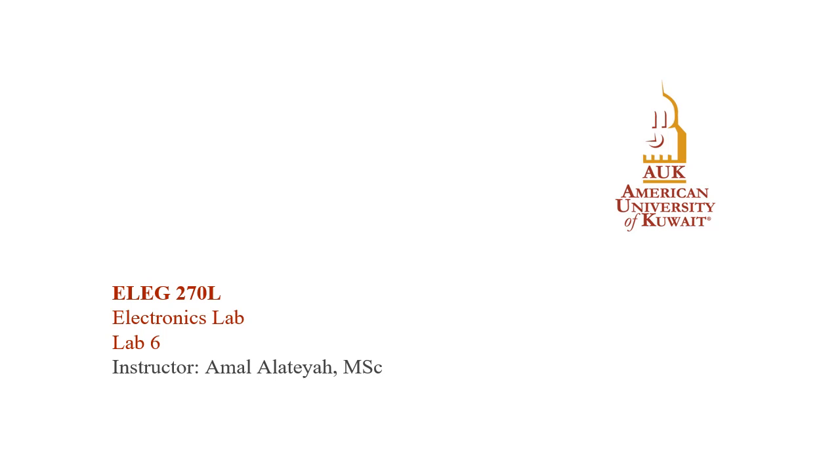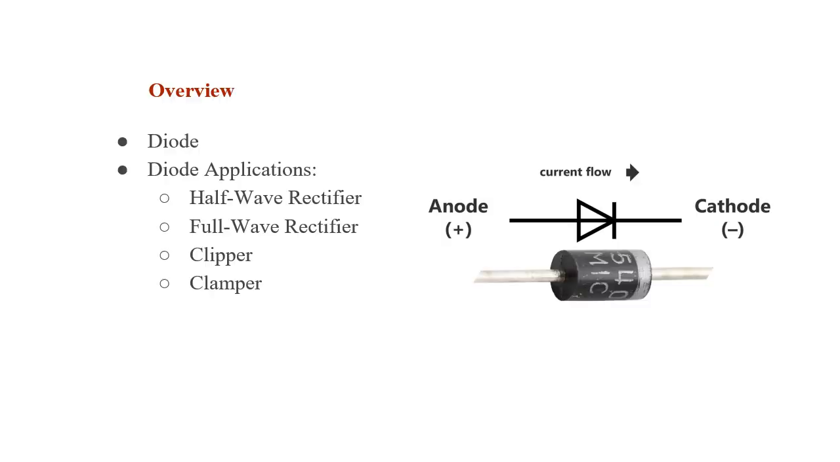Hello, this video explains the lecture part of Lab 6. Lab 6 is about diodes. We're first going to introduce diodes as a circuit component, and then we're going to learn some basic applications for the diode. Here on the right hand side you see a figure explaining the diode circuit symbol as well as a picture of a real diode.